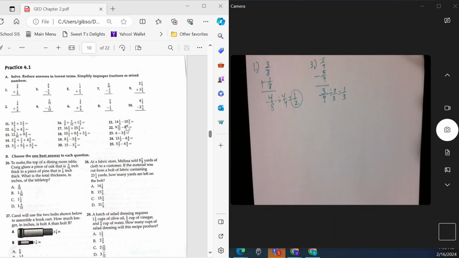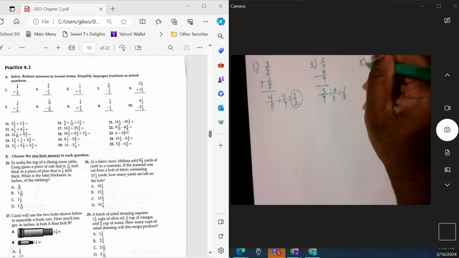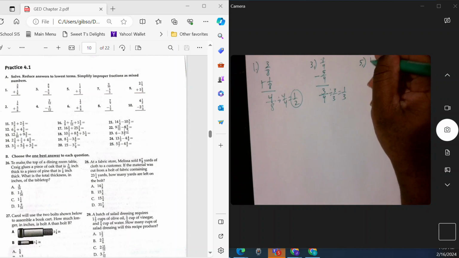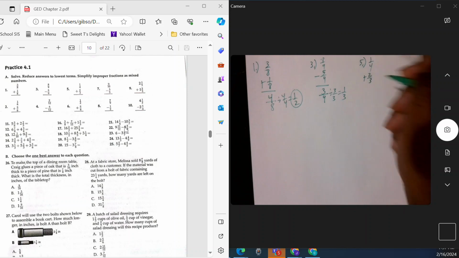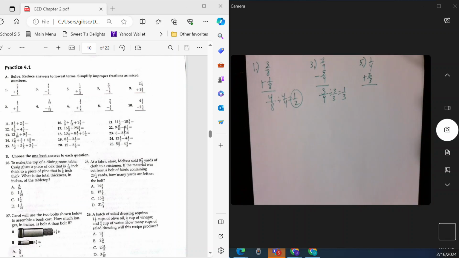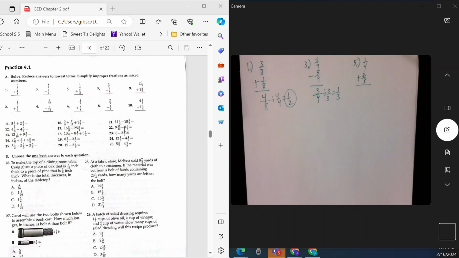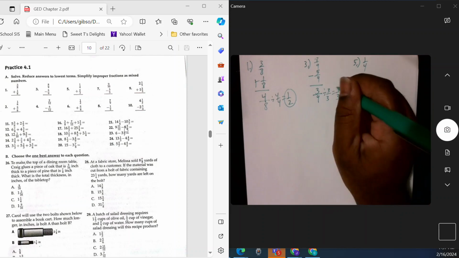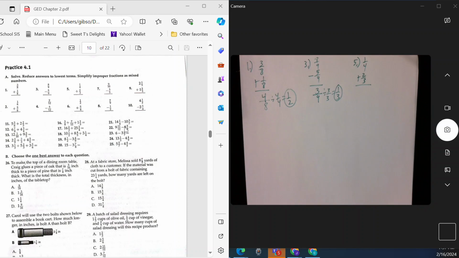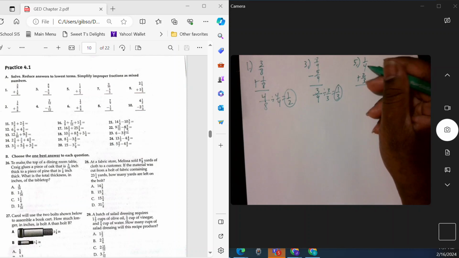Okay, now we go to some problems where the denominators are not the same. So let's take a look at problem number 5. For problem number 5, we have 1/4 plus 2/3. Now, we first look and see it's addition, but we also notice that their denominators are not the same. So what we would do, we have to figure out what number they have in common to get a common denominator. So we look at 3 and 4.